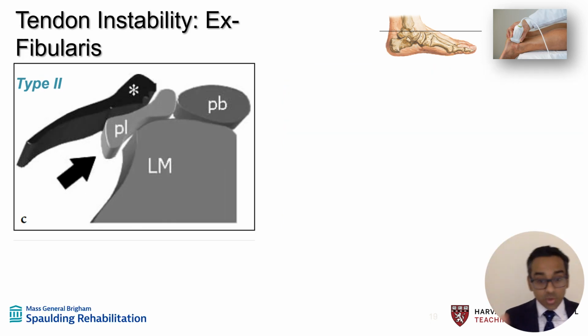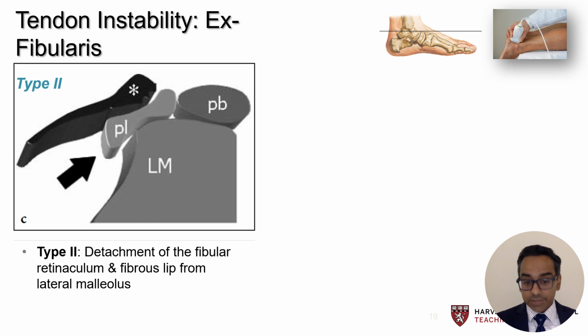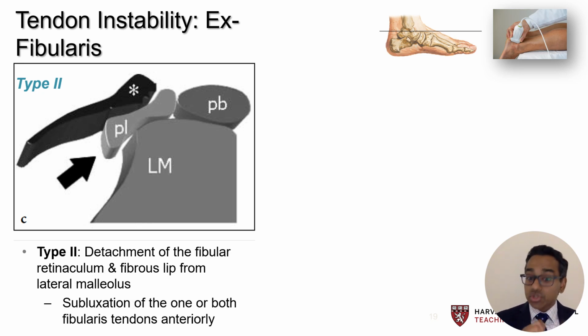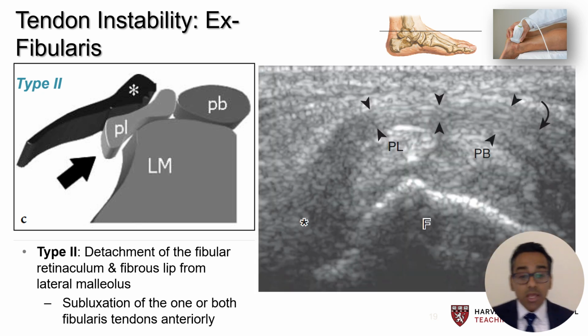A type 2 injury, however, is when that retinaculum doesn't just peel off a little bit, but it fully tears off the bone. And at this point, the peroneus brevis and longus tendons can actually subluxate out of their typical position, superficial to the fibula. And this can be associated with a sensation of instability or snapping by the patient. Here's what that classically would look like.